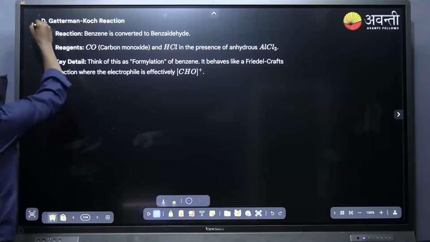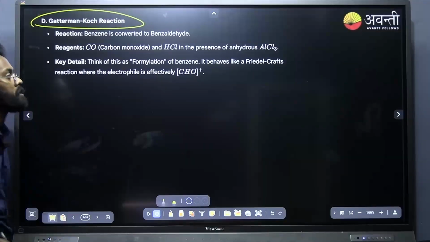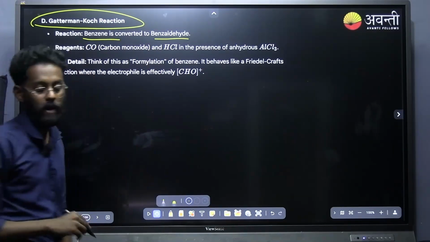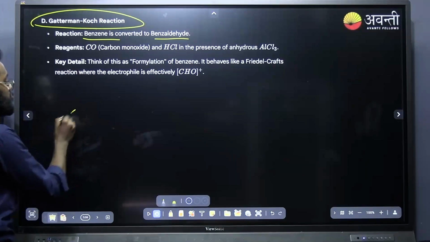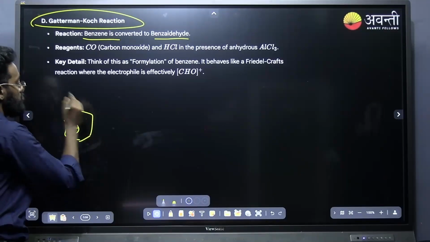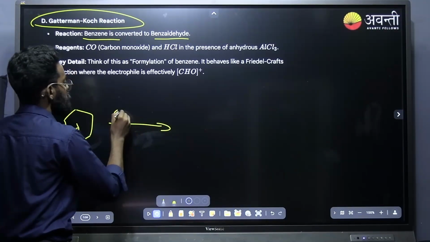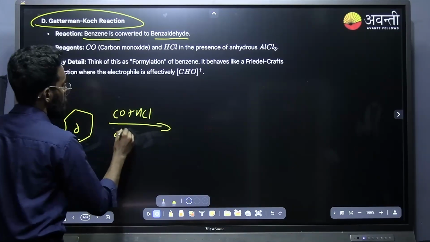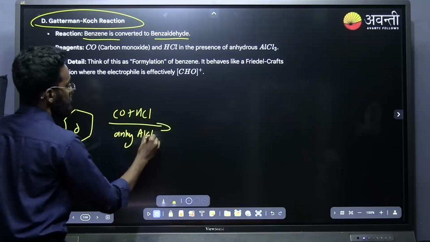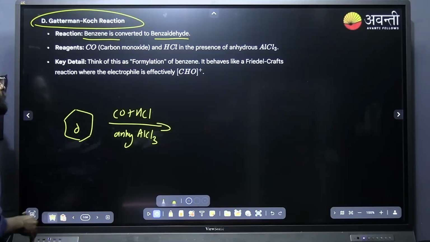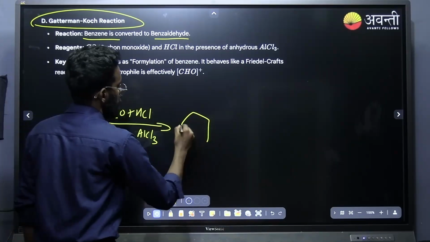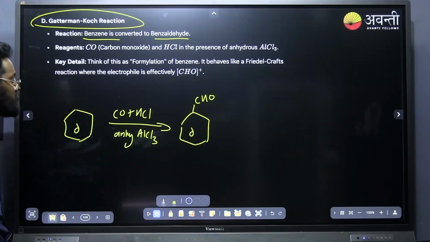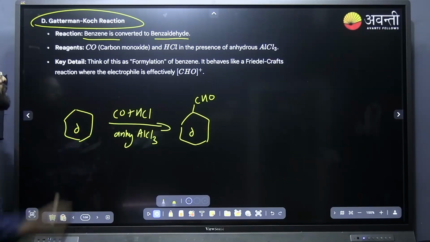Next one is Gattermann-Koch reaction. Gattermann-Koch reaction is another important reaction. In the Gattermann-Koch reaction, benzene is converted into benzaldehyde. I am taking a benzene over here. Yeah, this is a benzene. CO plus HCl in presence of anhydrous AlCl3. What is the product? It will be giving aldehyde, CHO.